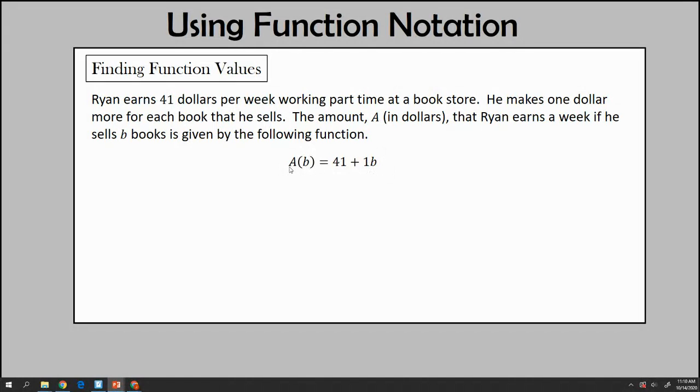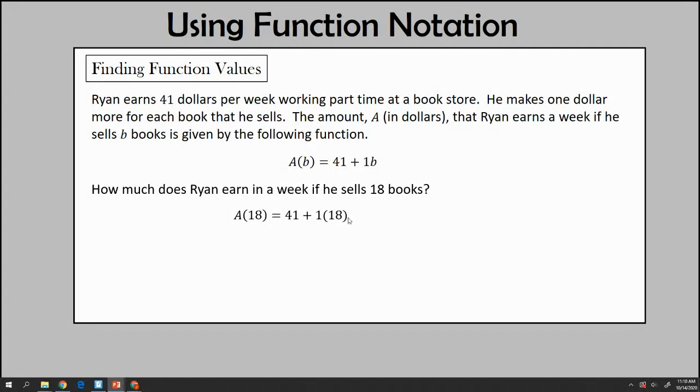So this is a function that tells you how much money he's going to make based on an input of the number of books that he sells. So that's a function right there. Okay. How much does he earn if he sells 18 books? Well, 18 books, B is books. So I'm going to find A of 18. The amount value when 18 books are sold is 41 plus 1 times 18. Obviously, 1 times 18 is 18. Add it up, you get 59. So the answer is he would earn $59 if he sells 18 books. Real straightforward, simple example of using function notation in an application question.